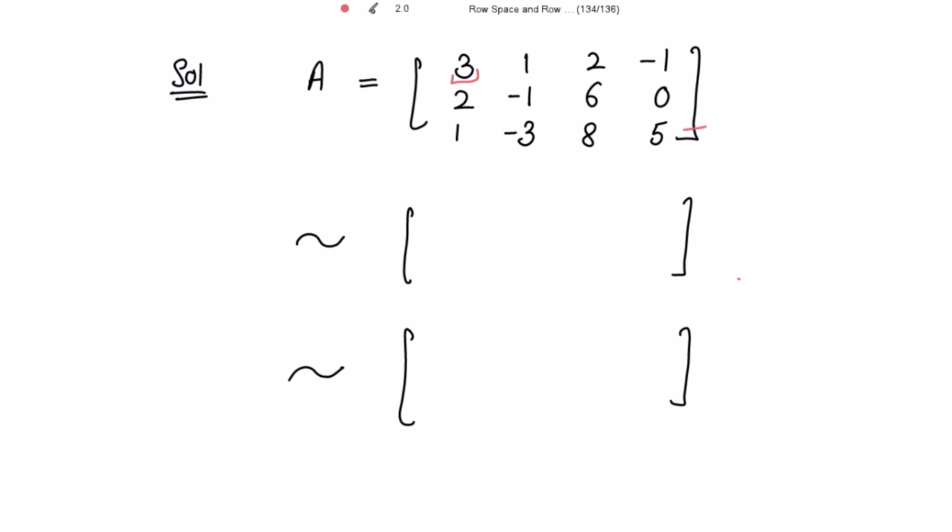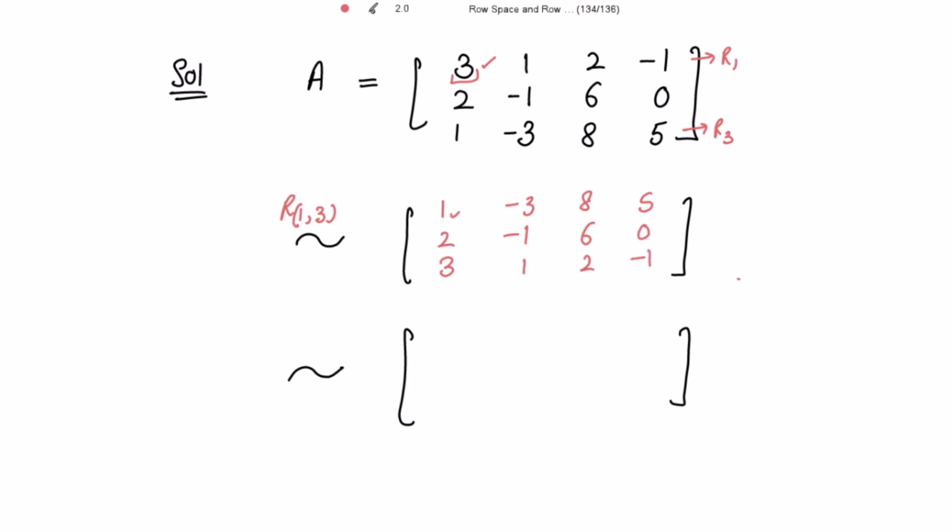If I interchange this row 3 to this row 1, I can get this 1 over here, right? So let's apply the first row operation, that is interchanging row 1 with row 3. So writing here 1, -3, 8, 5, second row as it is, and third row is replaced with the first row, right? So I get 1 over here.